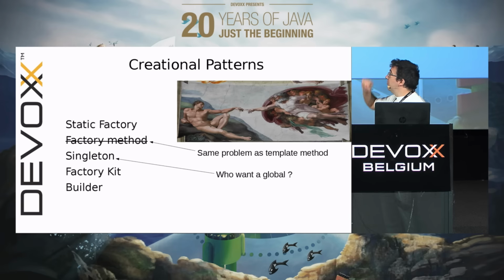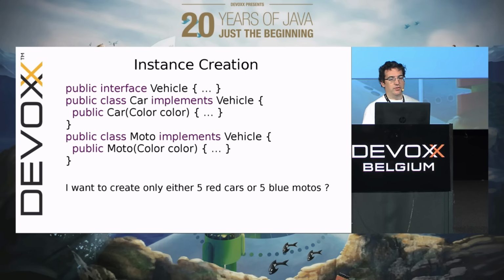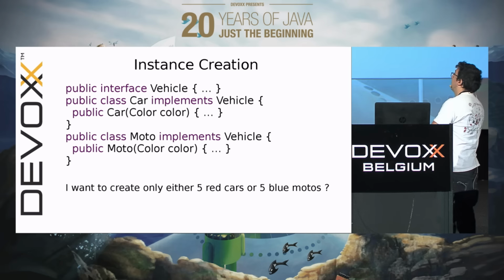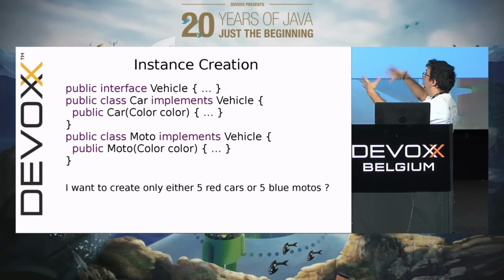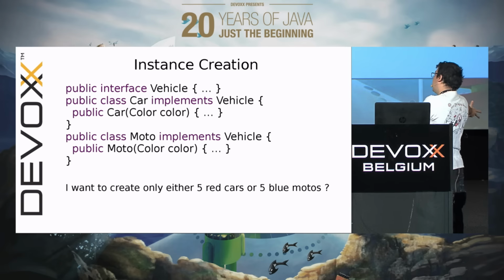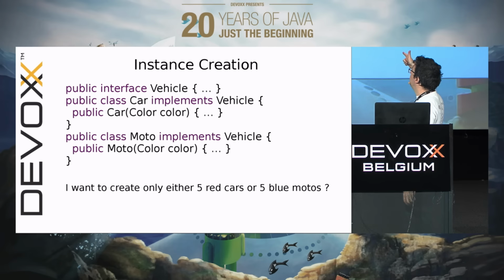We will see the factory kit and the builder. Let's take just a simple example. I have a hierarchy of vehicle, and I have two implementations, a class car that takes a color and a class moto that takes a color. And in my program, I want either to create 5 red cars or 5 blue motos.